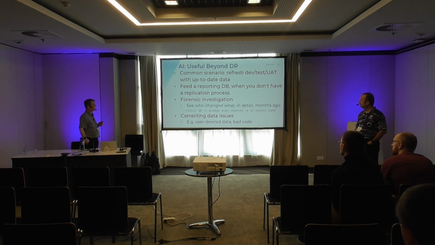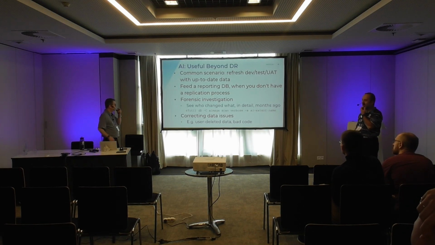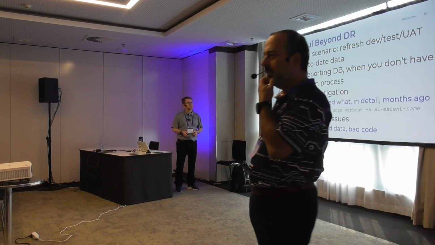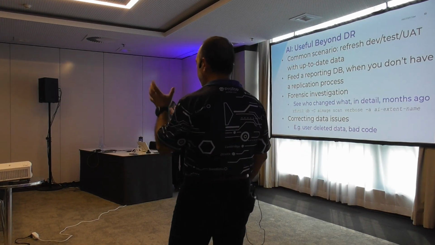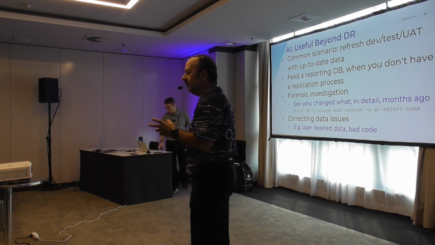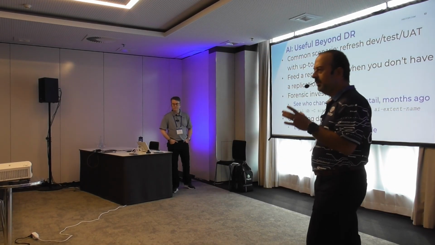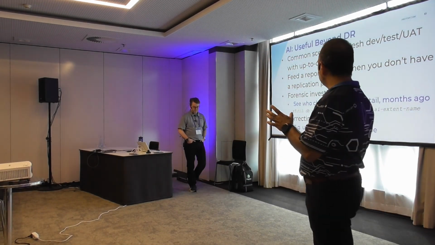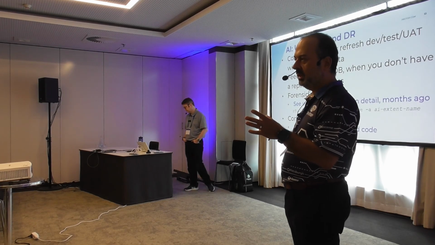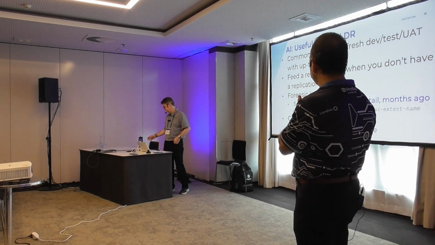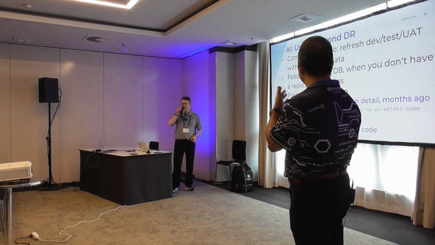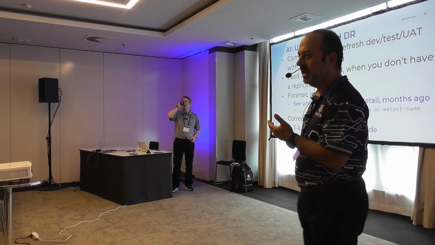Okay, I think we're at the last slide. Yay. I think we talked at the beginning of the talk about big D disasters, but there's a lot of usefulness beyond the big D disaster, right? The one that I've seen the most really is feeding a reporting DB when you don't have replication, or refreshing dev, test, and UAT.